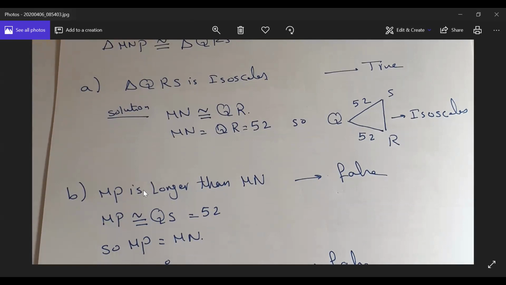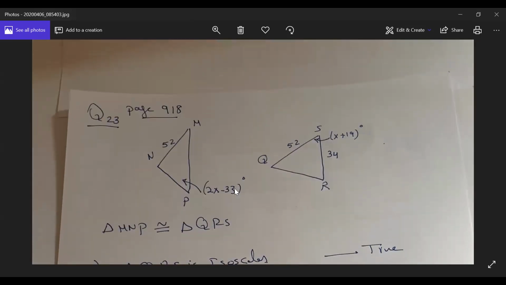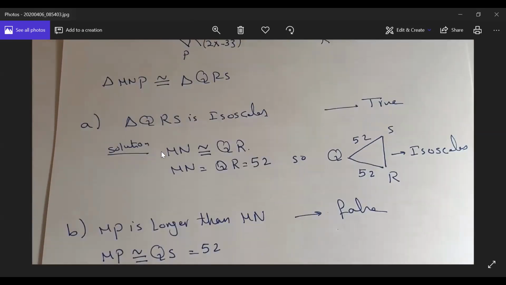Statement number 2. MP is longer than MN. Let's find out. MP, this side here. MP is equal to QS, right? And QS is 52. So actually, MP is 52 and MN is 52. So is MP longer than MN? Actually, no, they are equal. So this is false.